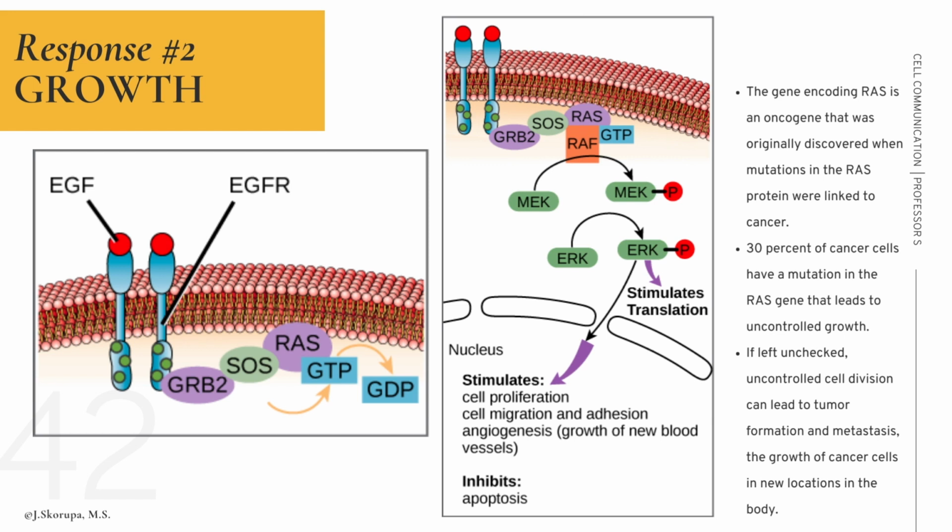And just as an aside, the gene encoding RAS is an oncogene that was originally discovered when mutations in the RAS protein were linked to cancer. Further studies have indicated that 30% of cancer cells have a mutation in the RAS gene that leads to uncontrolled growth. If left unchecked, uncontrolled cell division can lead to tumor formation and metastasis, the growth of cancer cells in new locations of the body.